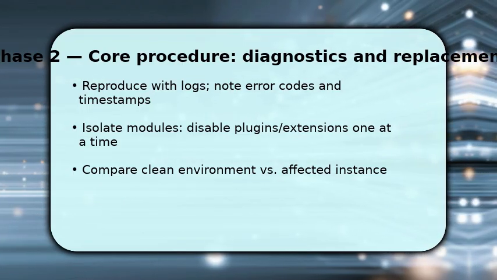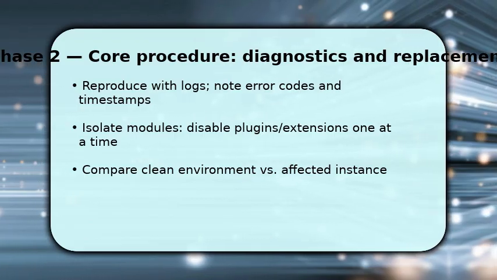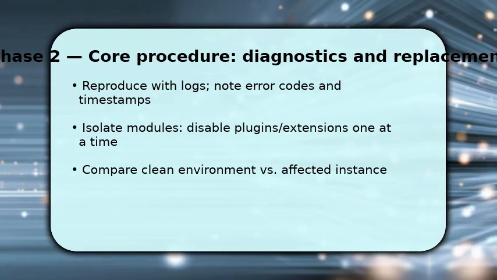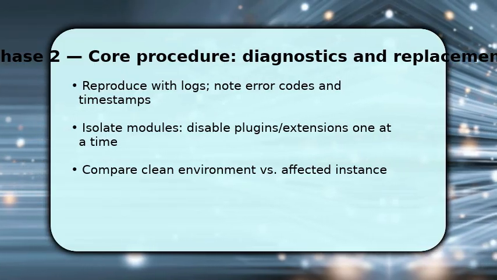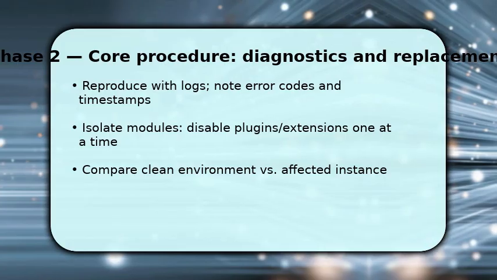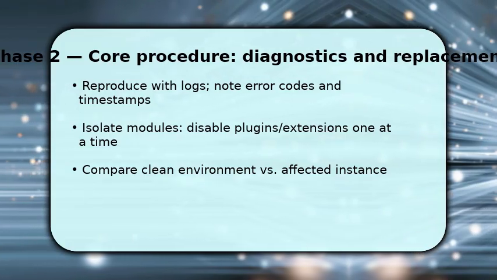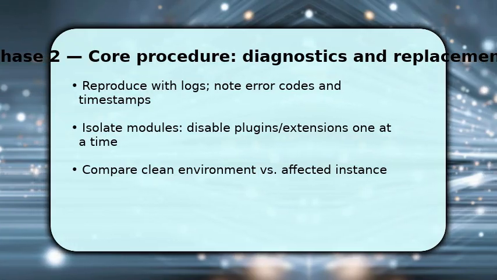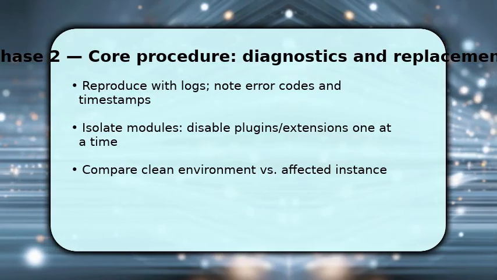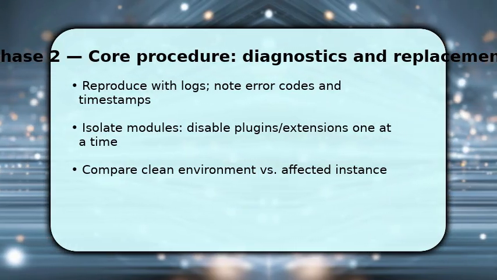Next, isolate modules. Disable plugins or extensions one at a time, because conflicts often hide in third-party code. Then test a clean environment, create a fresh profile or use safe mode, and compare behavior. Make sure to document differences. This shows whether the problem is configuration, corrupted assets, or a code regression needing a targeted fix.